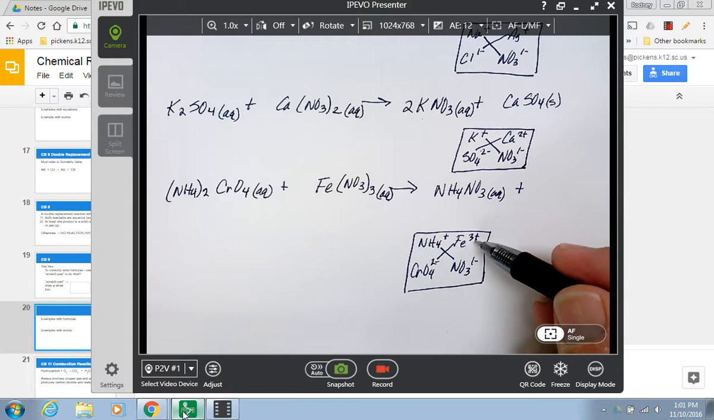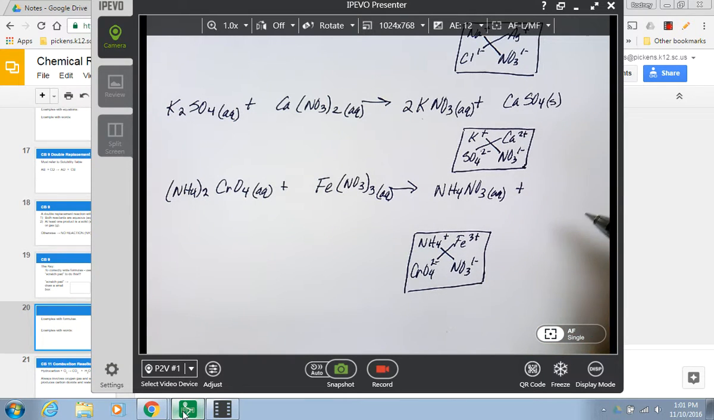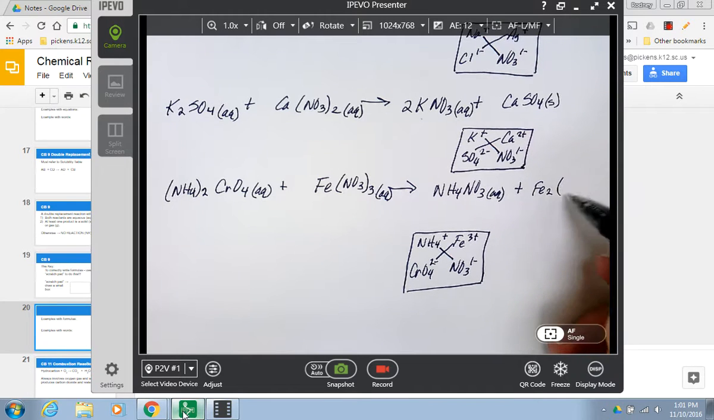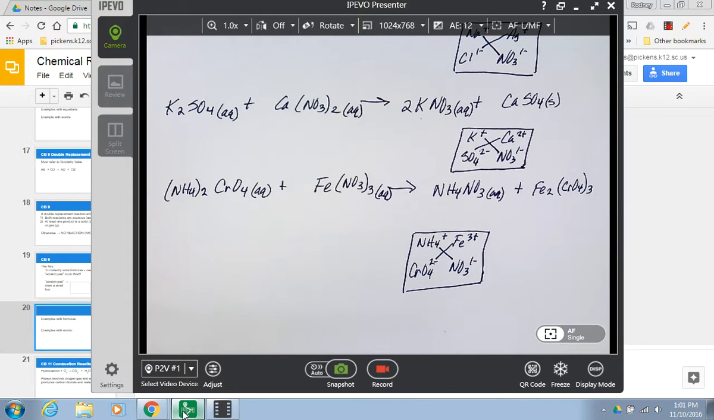Now there are 3 plus and a 2 negative. So what that means is we're going to need 2 irons and we're going to need 3 chromates for our charges to cancel out. All right. So if you need to work that out, you can work that out just like we've done in class and everything. Hopefully you're getting better at doing that a little bit quicker.